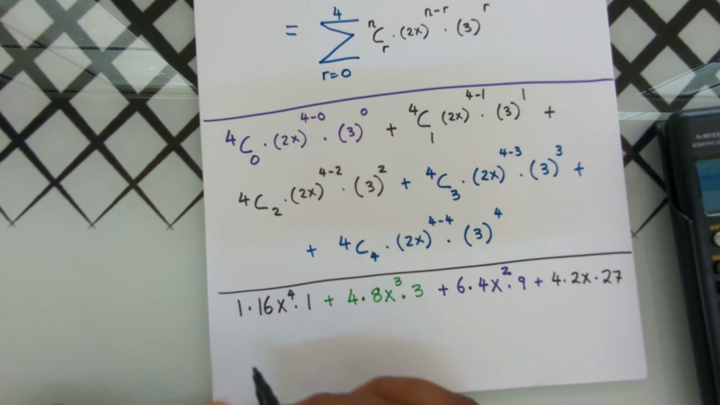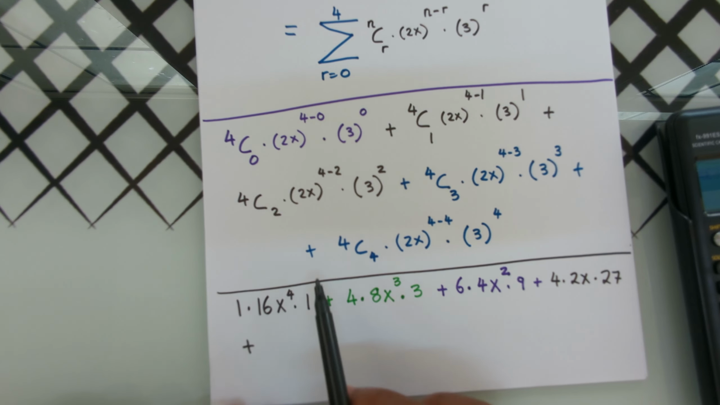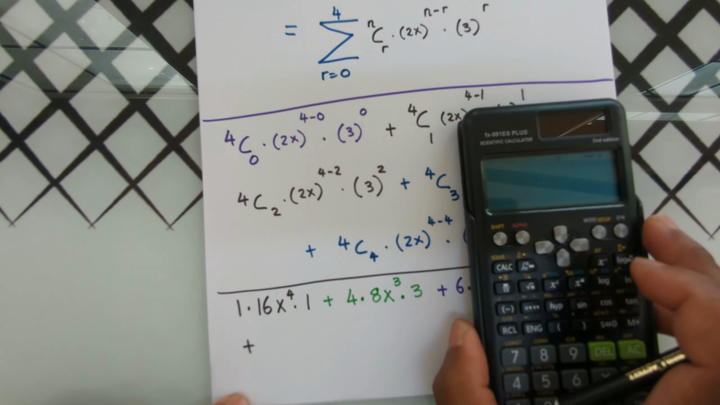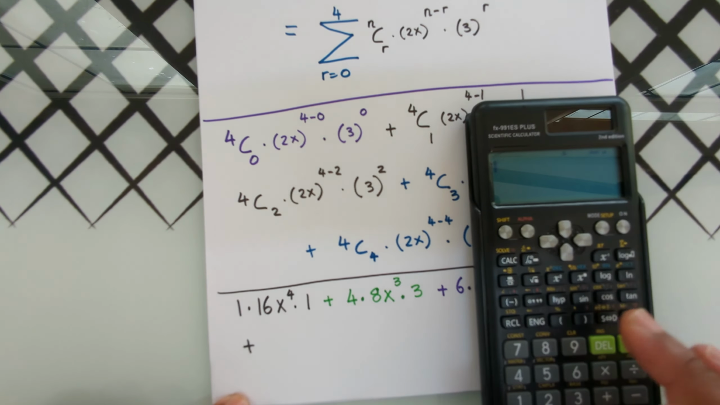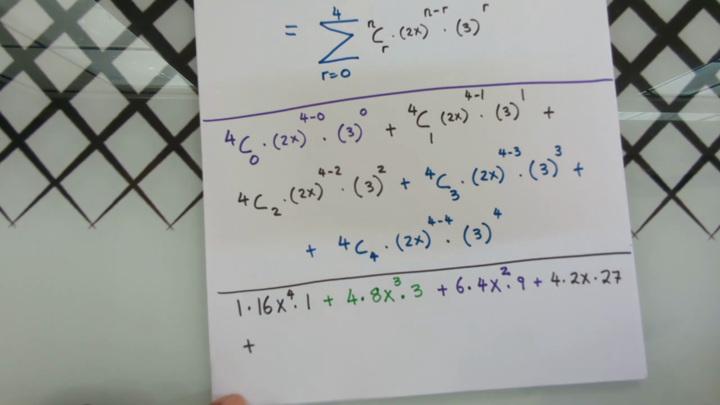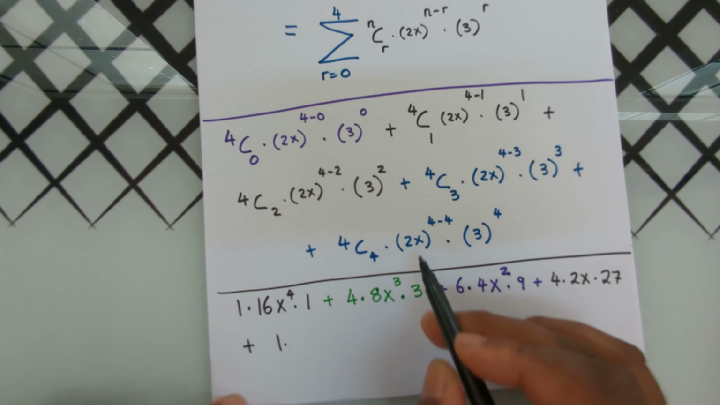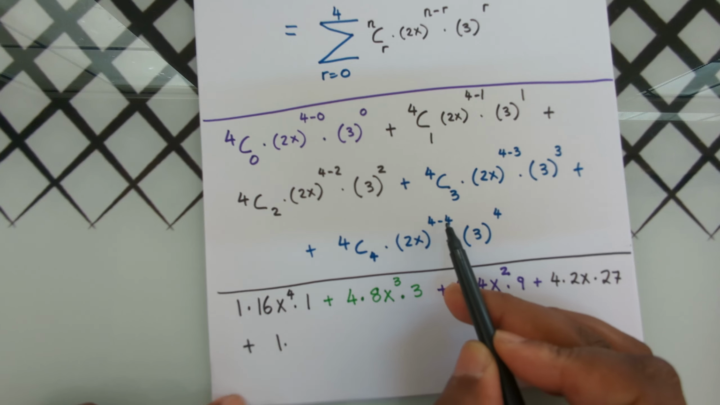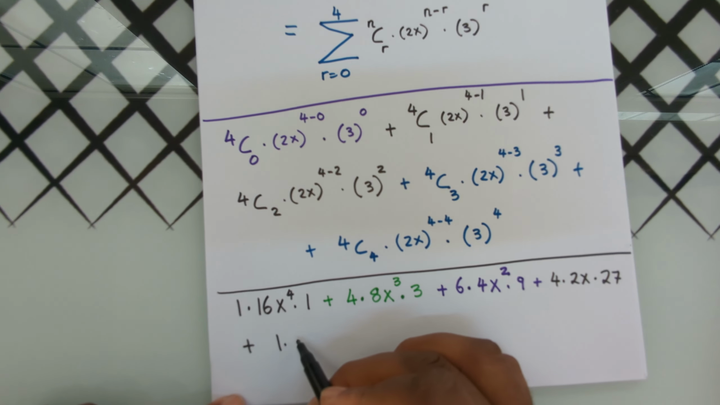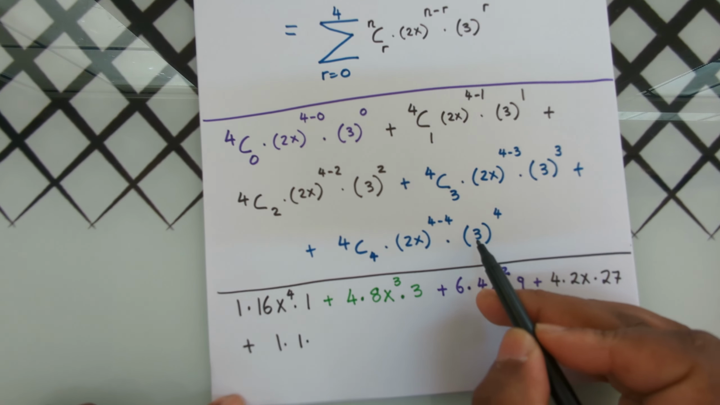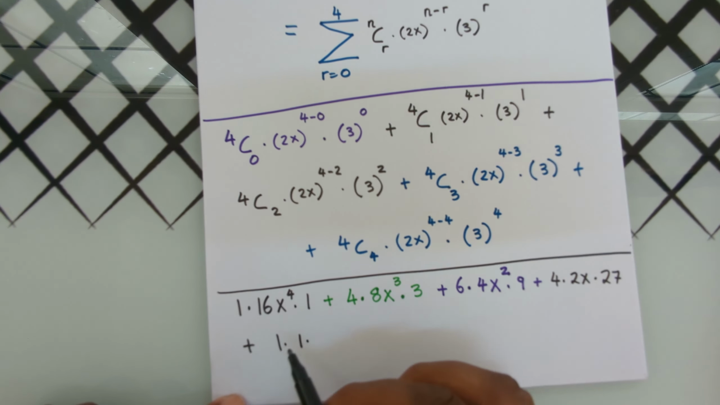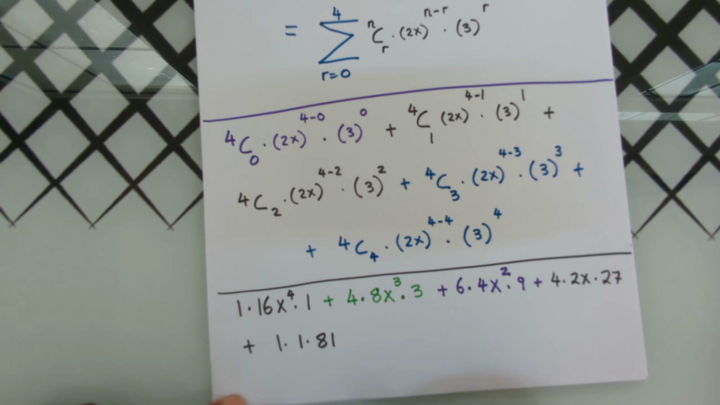And lastly, we have 4 choose 4. So back to our calculator. 4 choose 4 is 1. So it's going to be 1 being multiplied by 2x to the power 4 minus 4, that's 0. So 2x to the power 0 gives us 1 multiplied by 3 to the power 4, which is 81. Now let's simplify this to get our final answer.